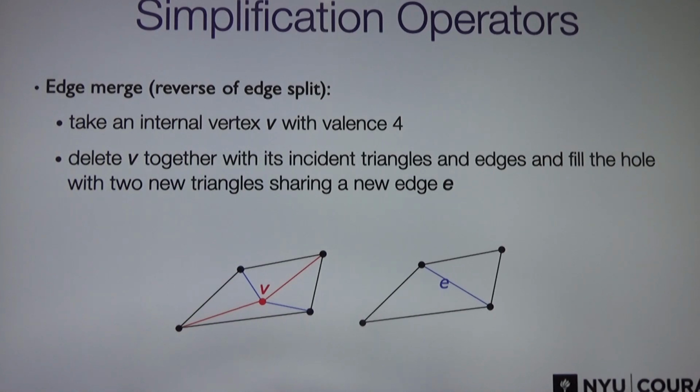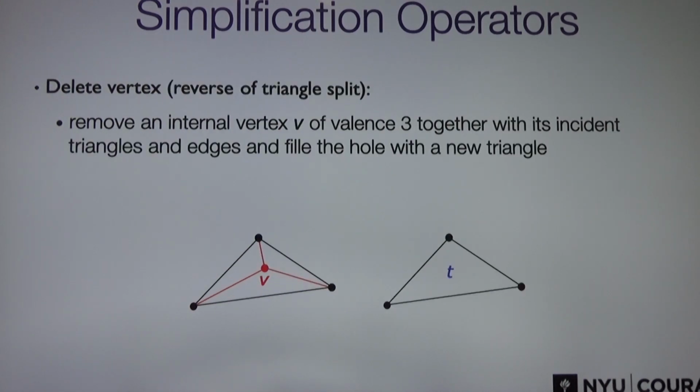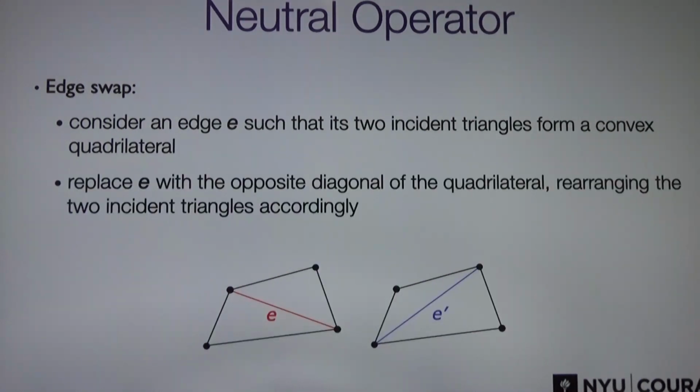We can also merge edges, just as the opposite of the same. And we'll try to keep the convex hull by doing that. We can also delete vertices. So here we delete the valence 3 vertex and are just left with the outlying triangle. We can swap edges.